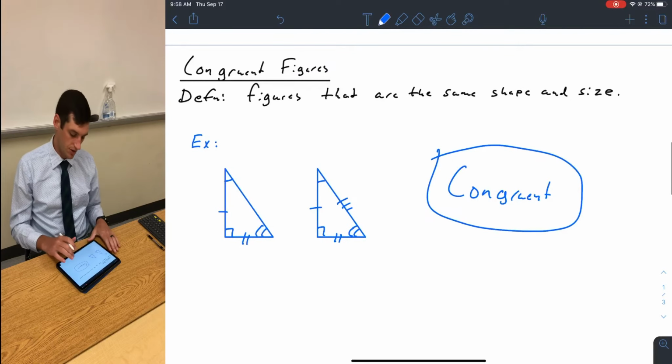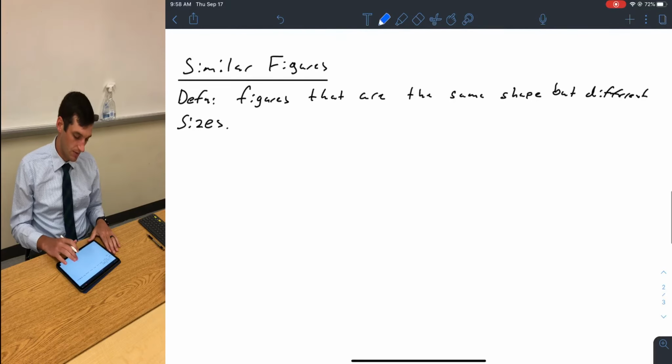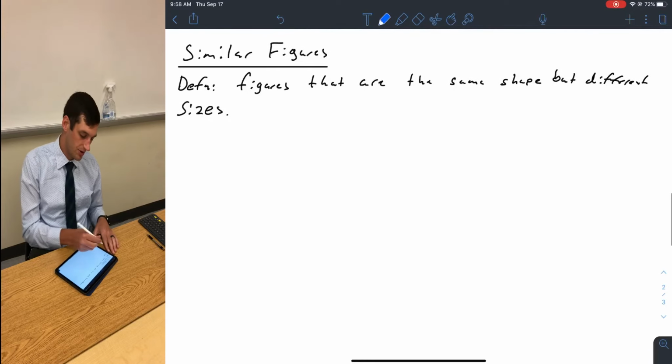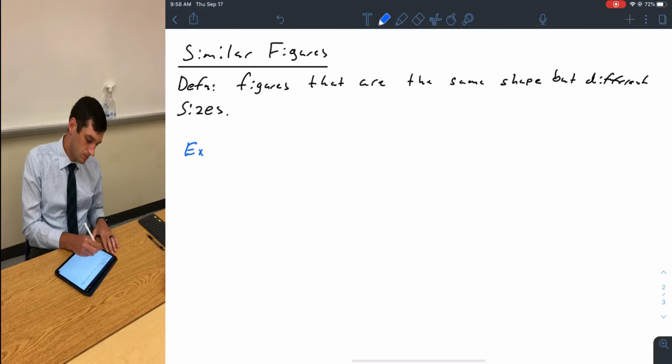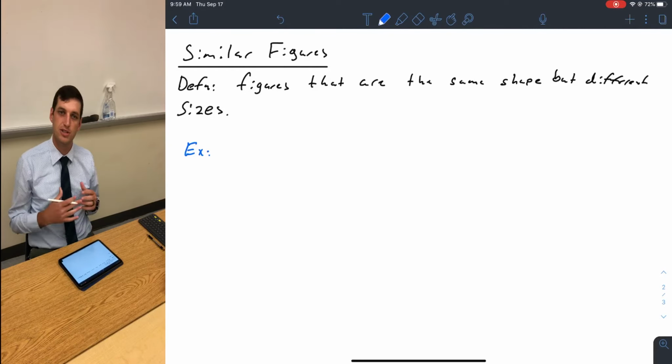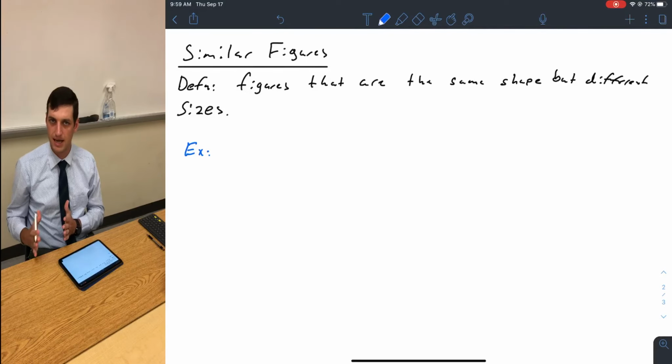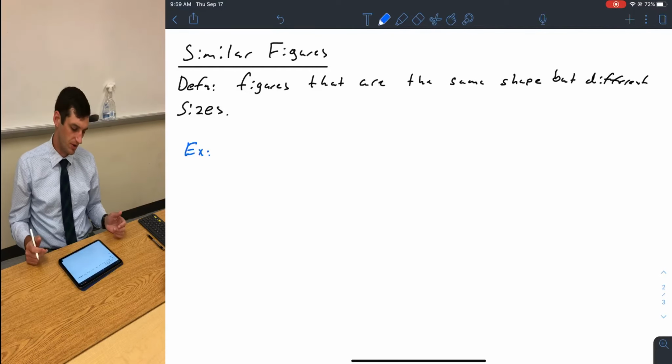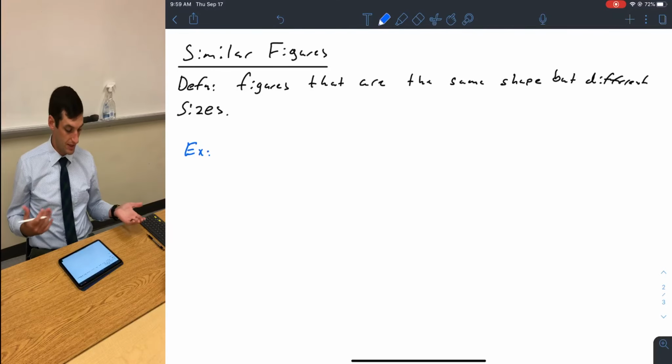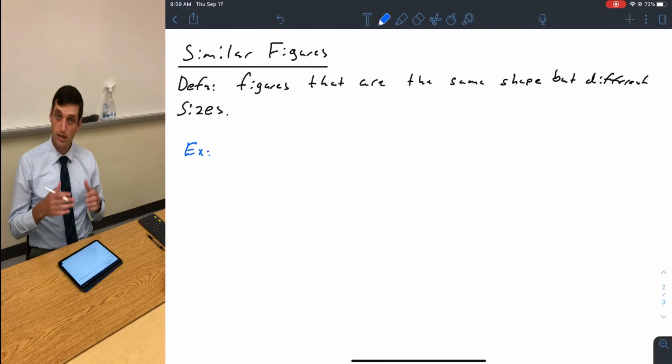So the next thing we're going to go to is similar figures. So similar figures are a little different. Just because things are similar doesn't make them the same. So that's the reason why they use the word similar. The definition of similar figures is figures that are the same shape but different sizes. Okay, so like before, we had a triangle, and they were the same shape and the same size.